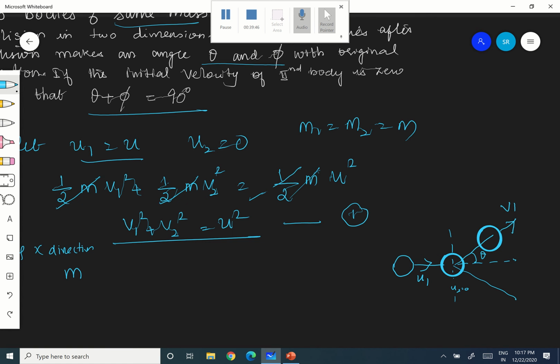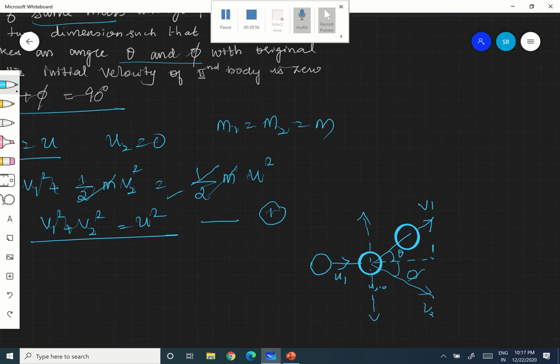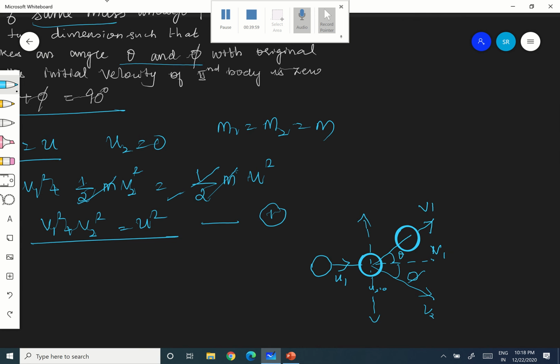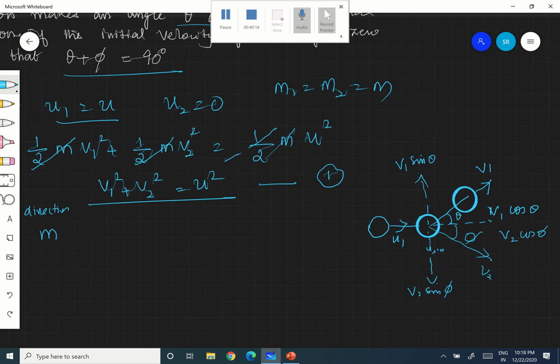The second body is moving with a velocity v2, making an angle phi. If you resolve both velocities into components, for v1 you will get v1 cos theta and v1 sin theta, and for v2 you get v2 cos phi and v2 sin phi. Everything we have seen already.